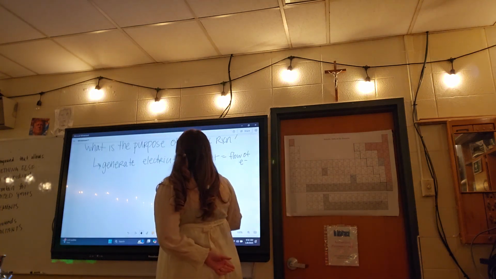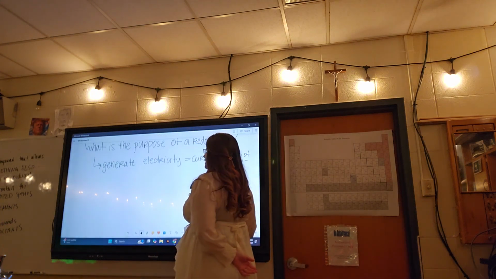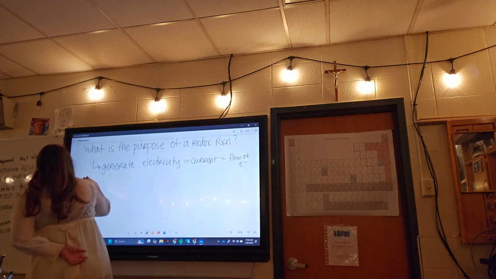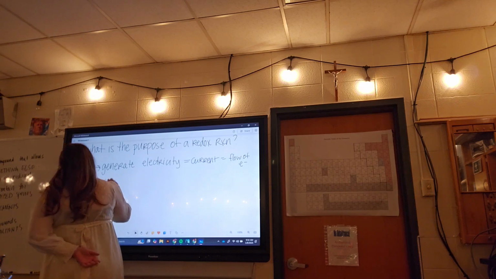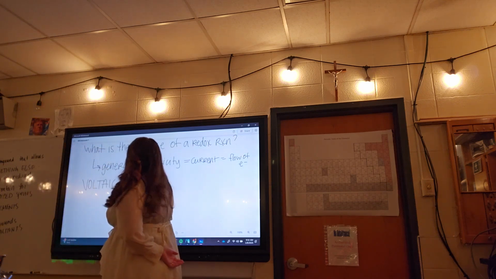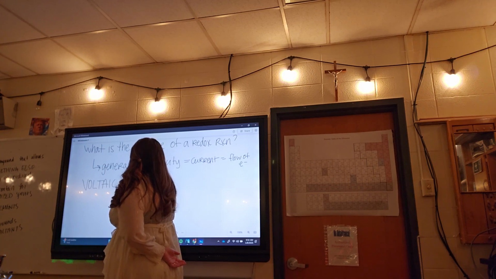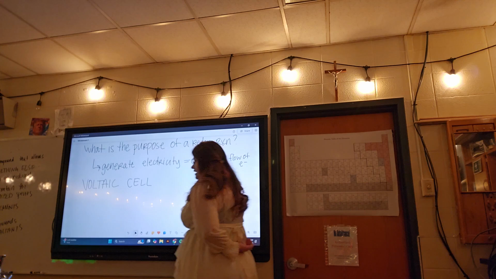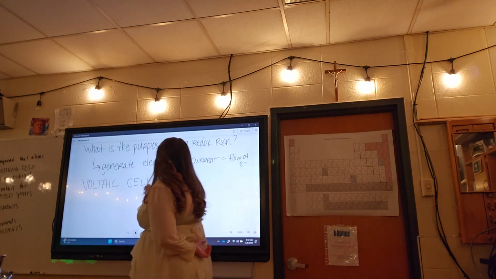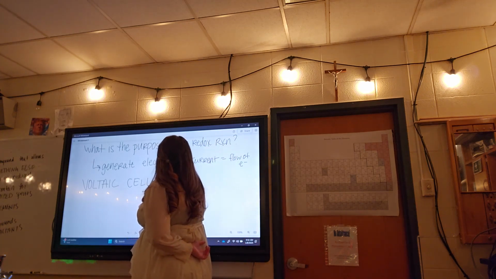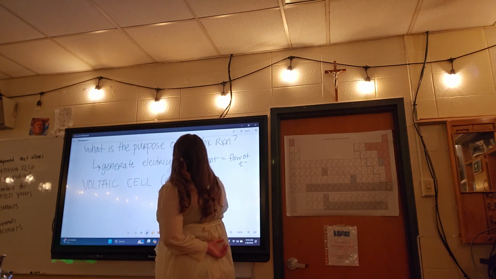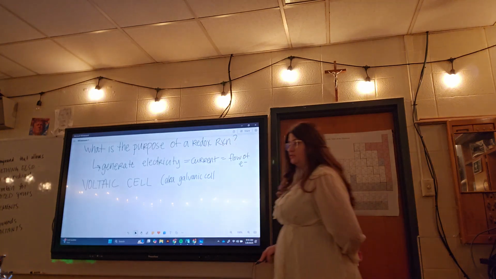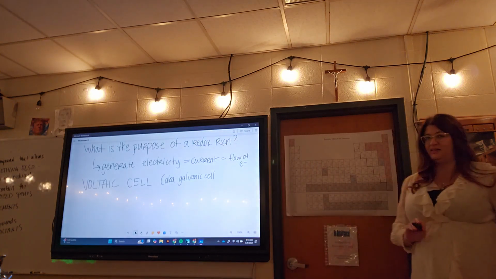Okay, so how does this happen? How does this generating of electricity take place? The answer has a special name. It's called a Voltaic cell. Oops, my dyslexia got to me. The Voltaic cell is also referred to as the galvanic cell. Those words are sometimes used interchangeably. So if you ever see that word galvanic cell, it means the same thing.